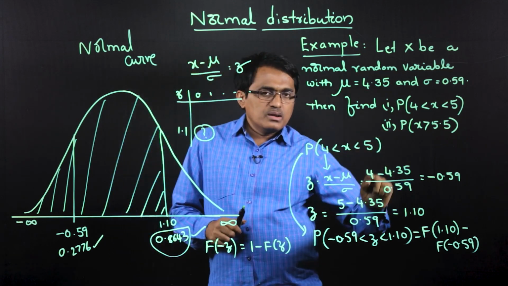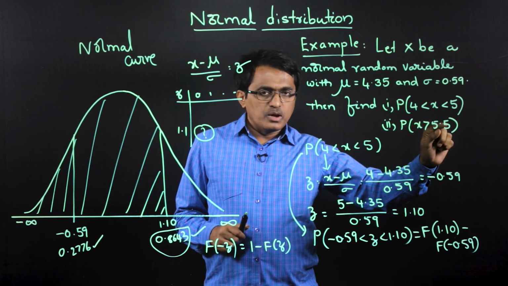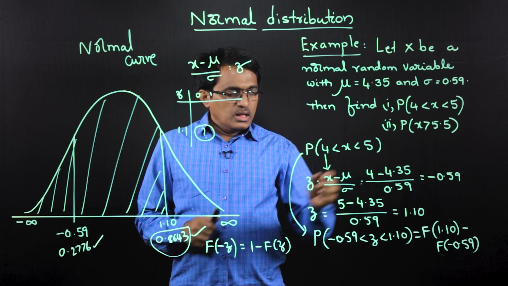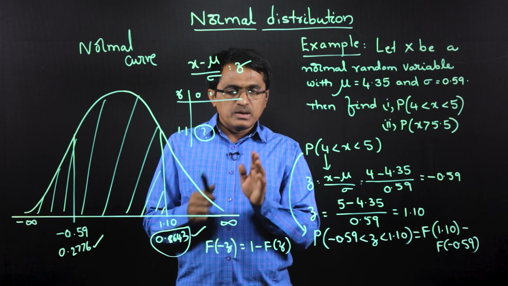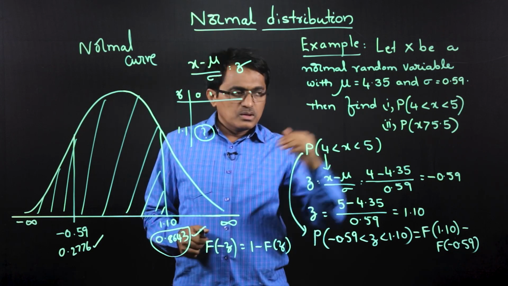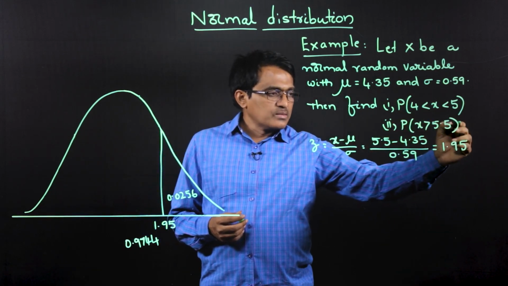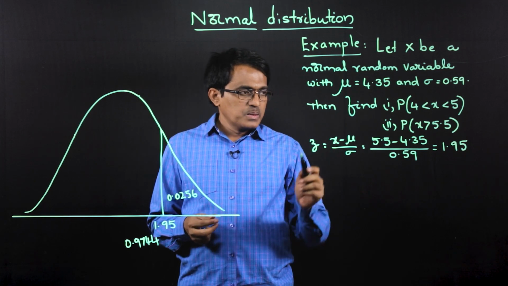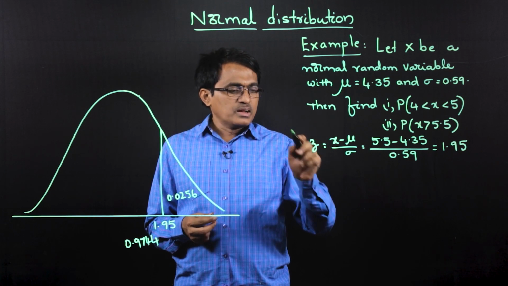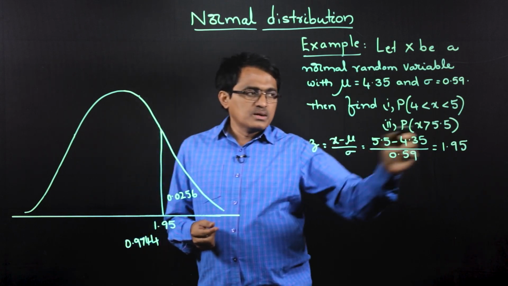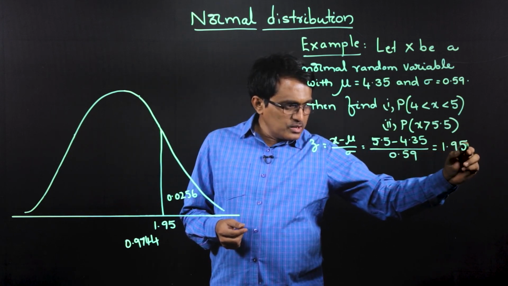Now, coming to the second one, here it is the same thing: the probability that x takes a value greater than 5.5. Now, what to do? In the same way, we have to convert this into the standard normal distribution. Then by using tables, we have to take f of z values. Now, if we take the second one, p of x greater than 5.5, when x equals 5.5, we will find the standard normal random variable value, that is z equal to x minus mu by sigma, where x is 5.5, mu is 4.35, sigma is 0.59. That is, now the z value is 1.95.